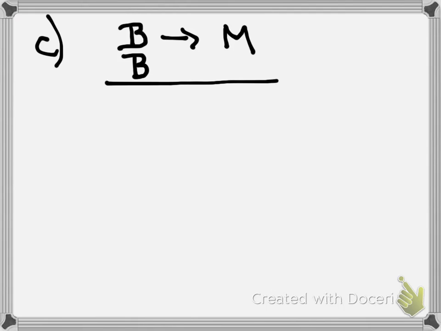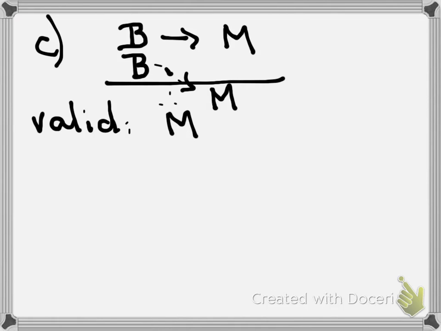C. If the dog barks too much, then the neighbors will get mad. The dog barked too much. Therefore, the neighbors got mad. Notice from above the line to below the line is exactly like the conditional, and this is a valid argument. This is modus ponens.